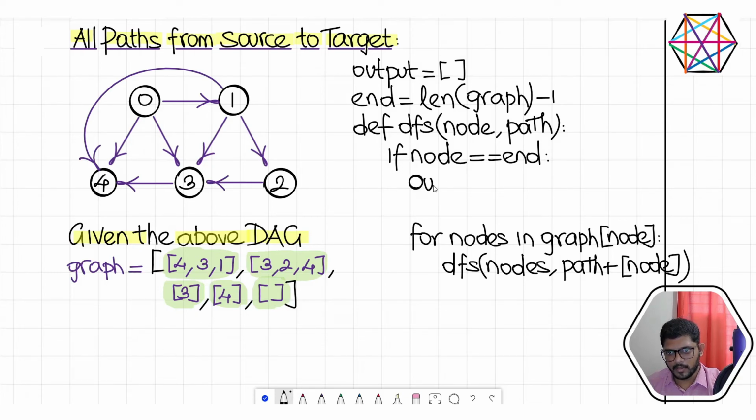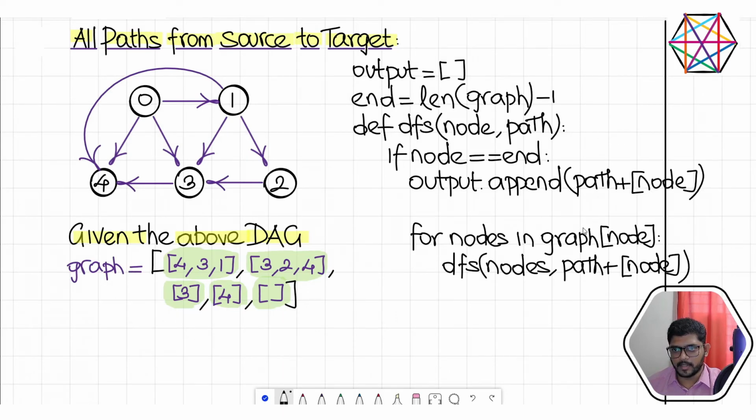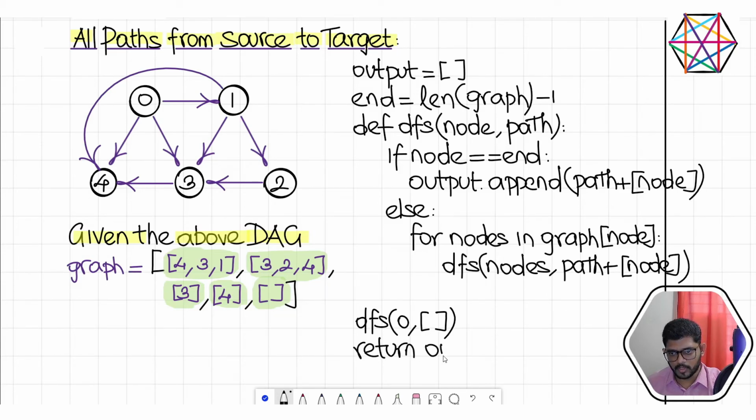That's it. And before stopping, of course, we will have to include the path in our output list of lists. Output.append path plus, of course, we will have to include the current node under consideration, which is the end node. And there it ends. Else we will have to keep on recursively calling the function. And of course we will have to call this function first: DFS of 0 comma, the path has to be an empty list initially. And we return the output. That is where we are collecting all possible paths.